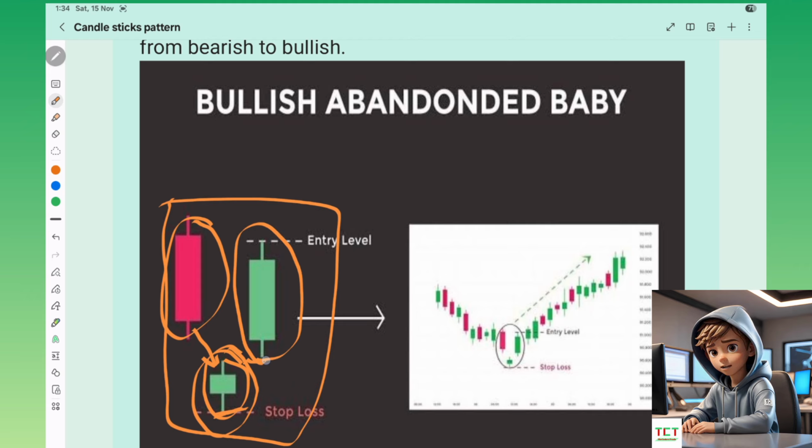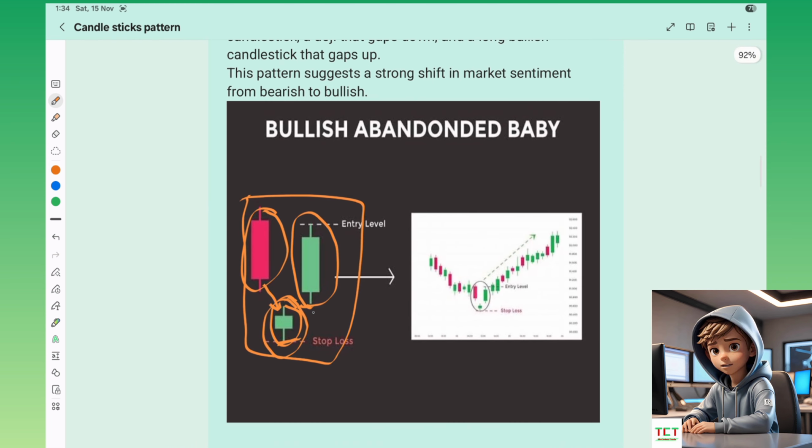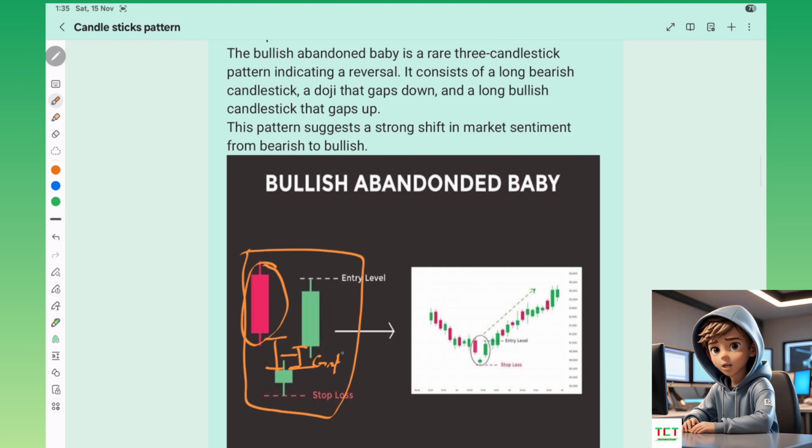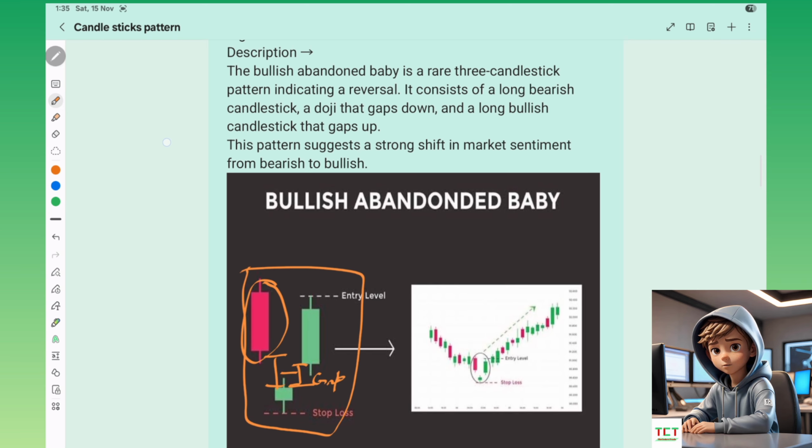Then comes the third candle, a long bullish green candlestick that gaps up from the doji. Again, there's a clear gap between the doji and this third candle. The bullish abandoned baby is a rare 3-candlestick pattern indicating a reversal. It consists of a long bearish candlestick, a doji that gaps down, and a long bullish candlestick that gaps up. So the doji is completely isolated, abandoned in the middle with gaps on both sides. That's why it's called abandoned baby.